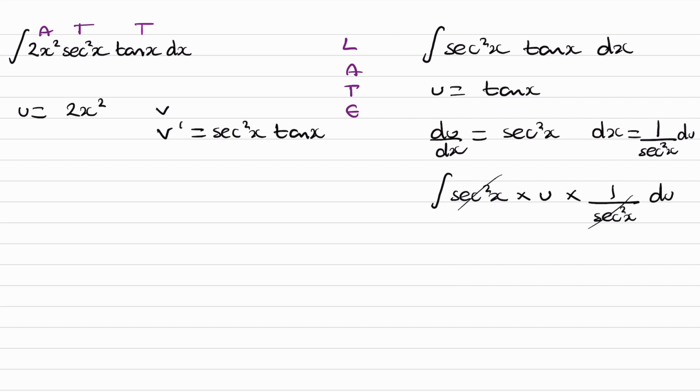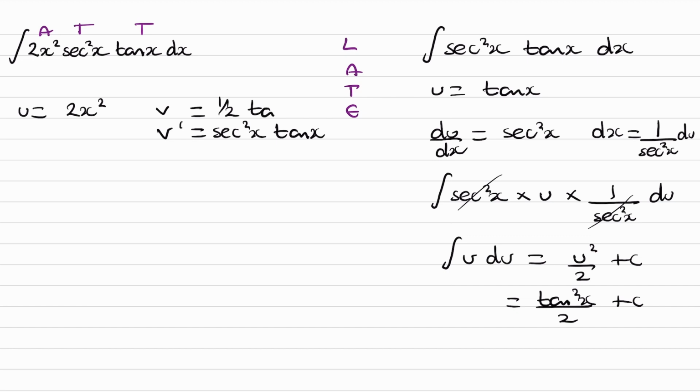These two cancel, and then we're left with the integral of u du, which is just u squared over 2 plus c, and that's the same thing as, because u is tan x, tan squared x over 2 plus c. So v is equal to a half tan squared x. And then u dash is just 4x. Alright, so now we can put this into the integration by parts formula. So it would be u times v.